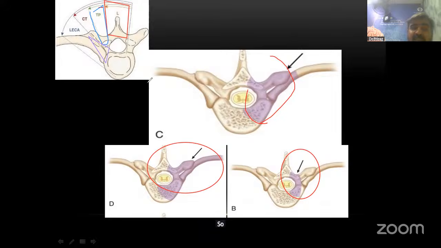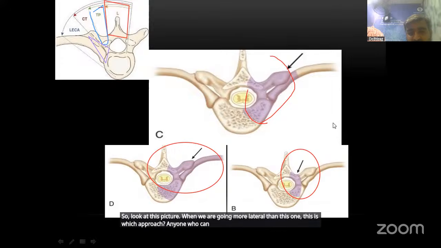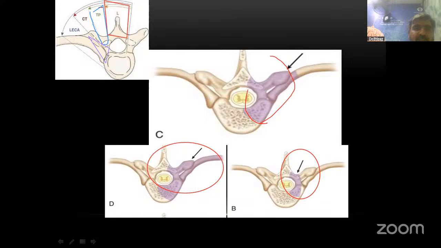So look at this picture. When we are going more lateral than this one, which approach is this? Can anyone tell me? When we are doing this approach, which one will this be?